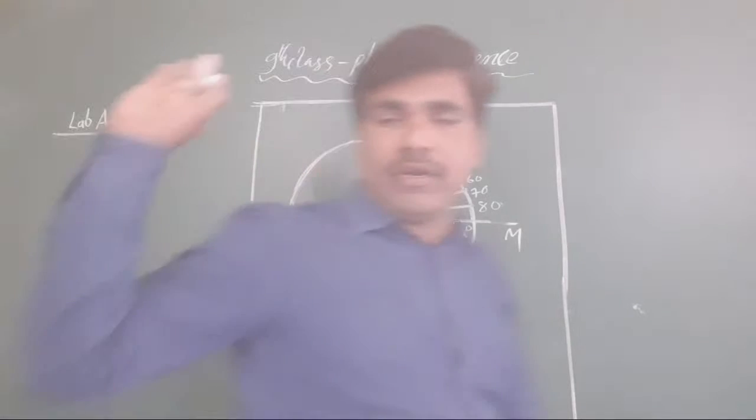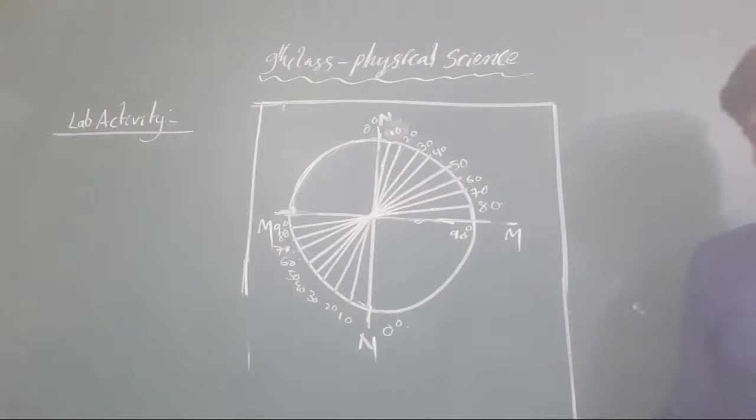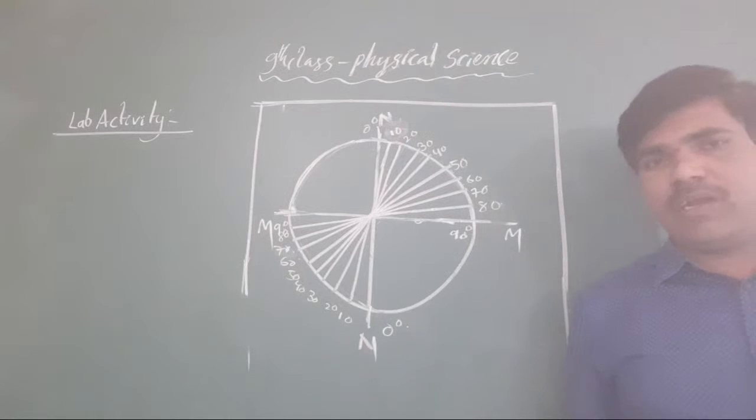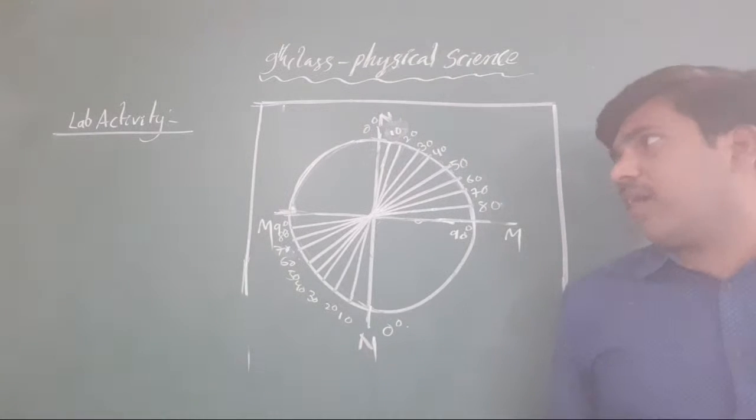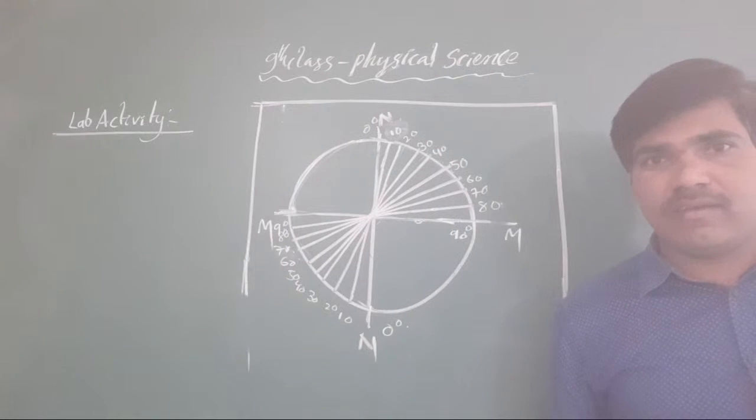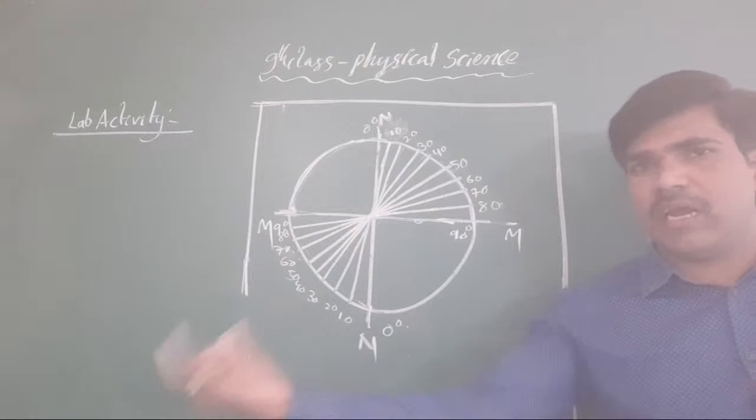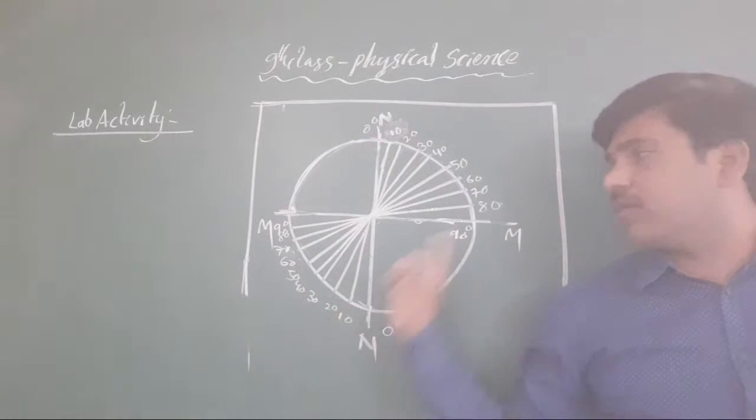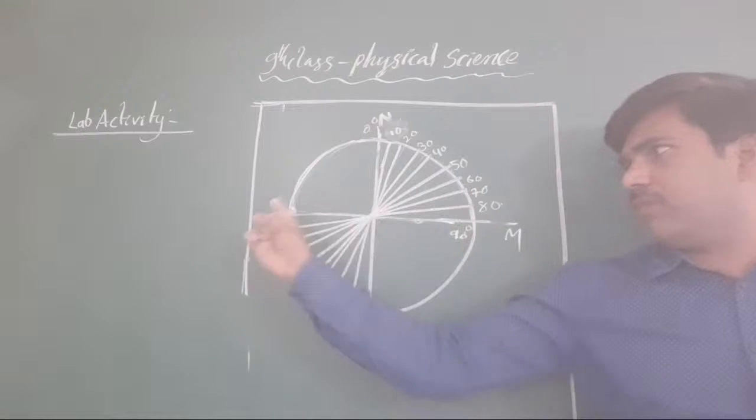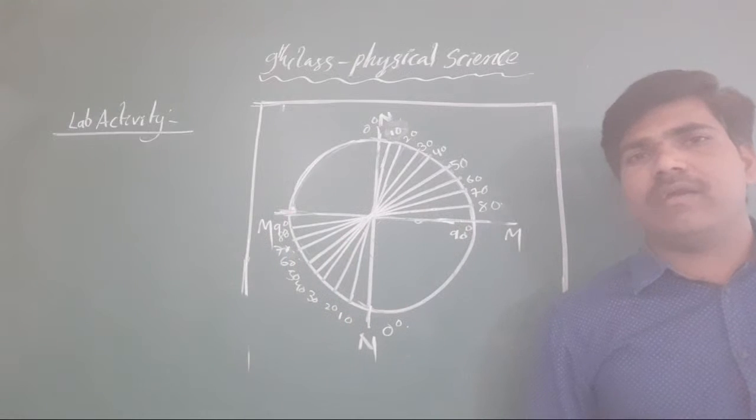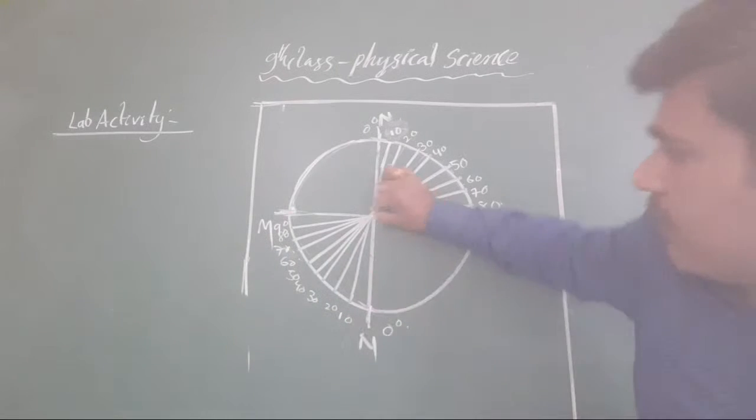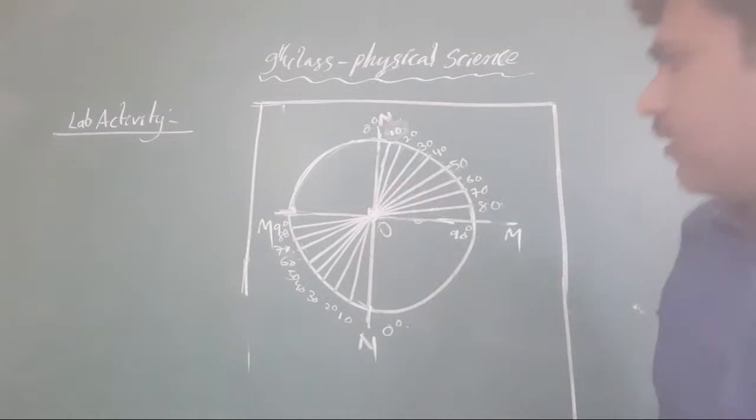This is a fundamental thing for finding the relation between the refracted ray and the incident ray. Got it or not, all the students? Here N N is one line, and M M is another line. The two are perpendicular to each other. They intersect at a point O. Clear or not, all the students?